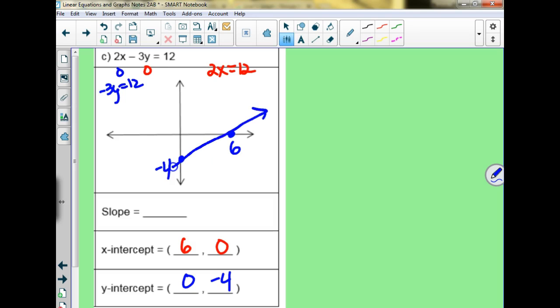Now, can anybody tell me the slope real quick then, without solving it? How much did it go up and how much did it go over? Up 4 to the right 6 would make the slope 4/6 or 2/3. You could have solved for y. I'm just trying to show you other ways to do it, okay? Don't feel bad if you would have said, I want to subtract the 2x over and divide everything by negative 3. That'll work.